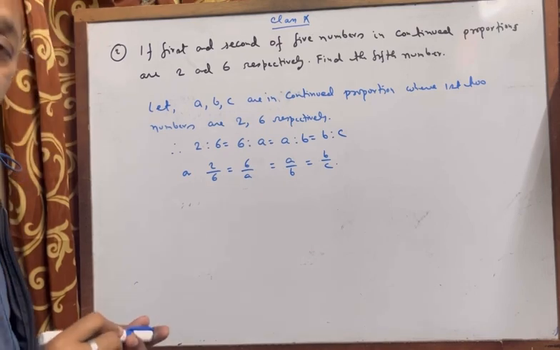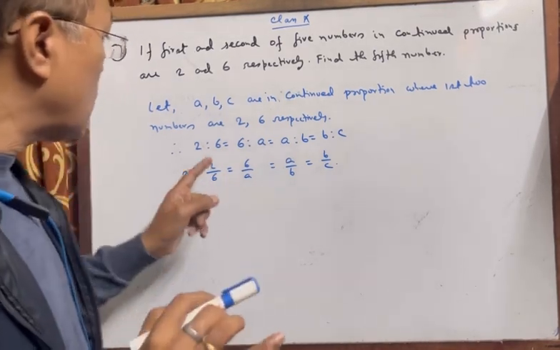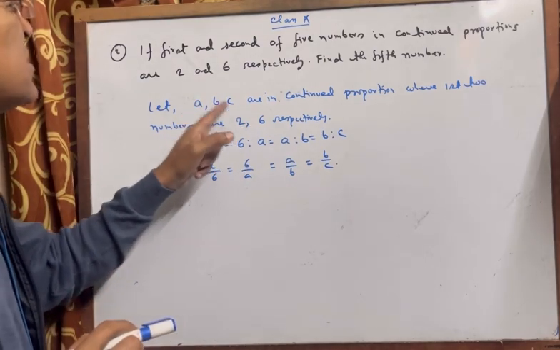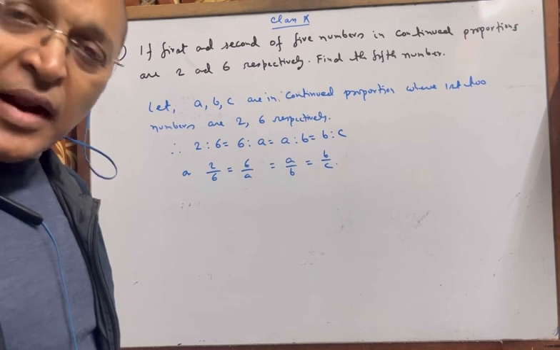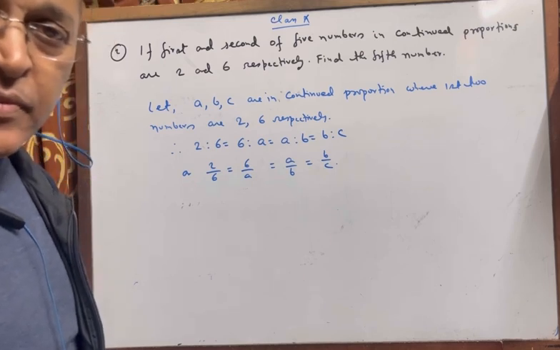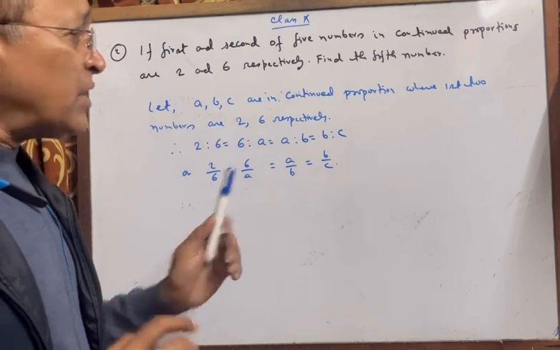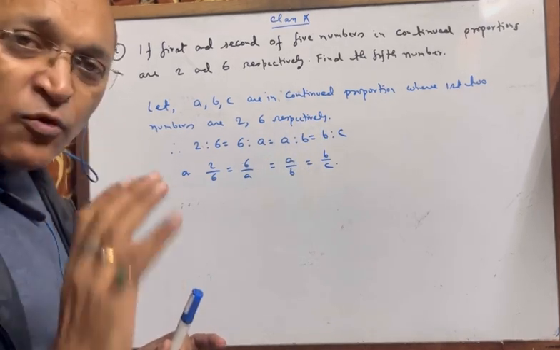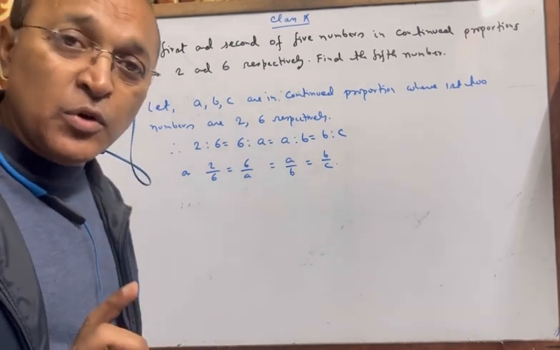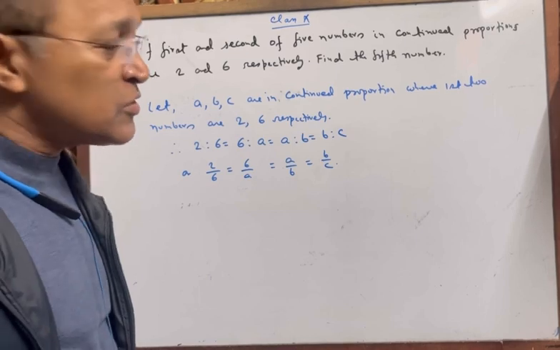Right? So altogether 2, 6 and A, B, C are in continued proportion. Right? Where we have to find the value of C actually. But we cannot find the value of C unless we can find A and B. So let's start.